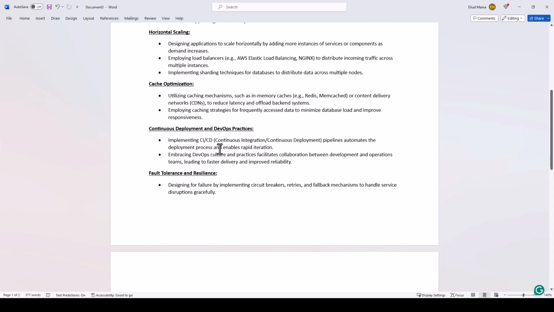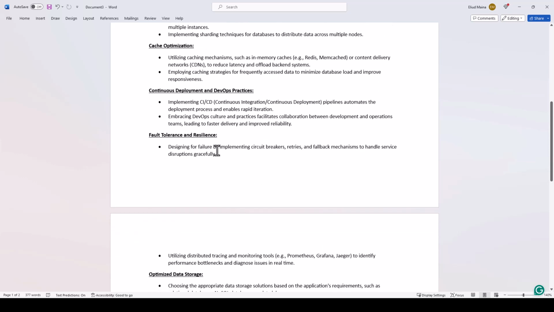Also, we have fault tolerance and resilience. So, designing for failure by implementing circuit breakers, especially for microservices, whereby if a service gets hit by so many denial-of-service requests or heavy traffic, you can implement circuit breakers and retries when a service is heavily used. It can send retry requests to fetch the data which has been there in the memory of that database, and also a fallback mechanism. You'd have a standby database, so if a service goes offline, there can be a fallback mechanism to handle service disruption gracefully.